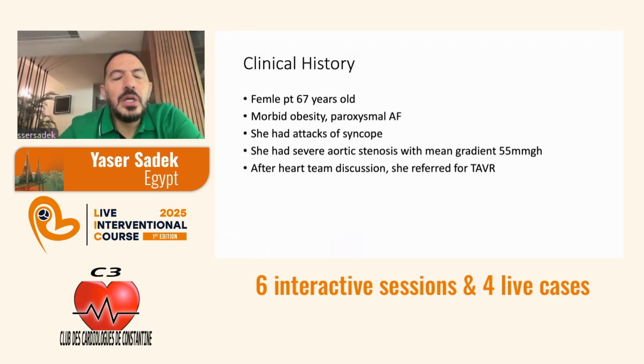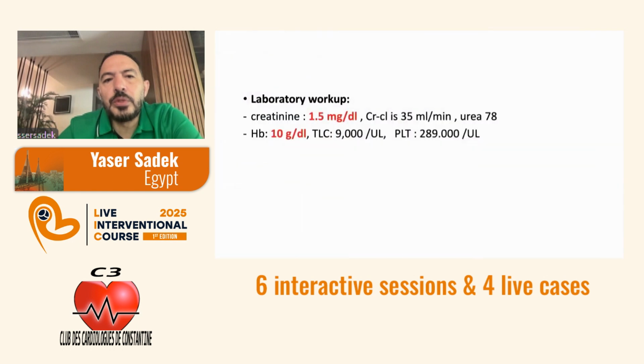I will show you two cases and why the bicuspid aortic valve is more challenging. As you can notice here, this is a female patient, 67 years old, and we always note bicuspid aortic valve in the younger population. She has morbid obesity, paroxysmal AF, attacks of syncope, and severe aortic stenosis with a mean gradient of 55 millimeters of mercury. After hard discussion, she was referred for TAVR because of her morbid obesity.